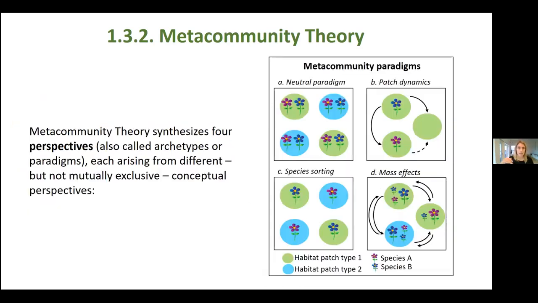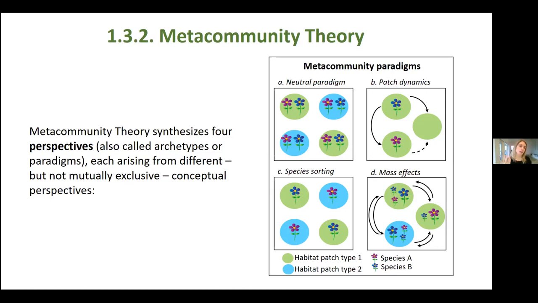And meta-community theory synthesizes four perspectives, which are also known as archetypes or paradigms, which each arise from a different but not mutually exclusive conceptual perspective. These are the neutral paradigm, the patch dynamics, species sorting, and mass effects. And I'm not going to explain them one by one, because then I would need to give a course in community ecology rather than a course in HMSC.